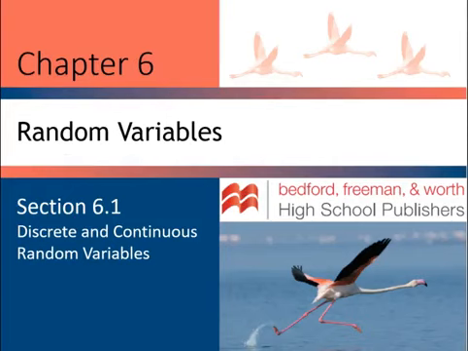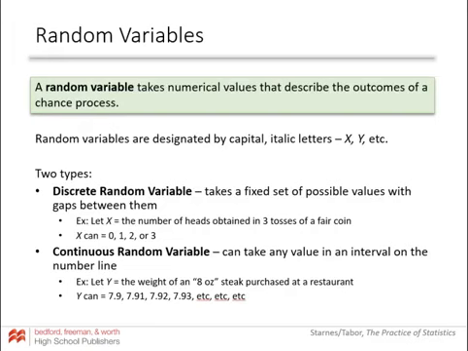Section 6.11, we're going to look at random variables. A random variable is the numerical values that describes the outcome of something. We'll look at some examples because that's the easier way to understand it, but that's the technical definition.